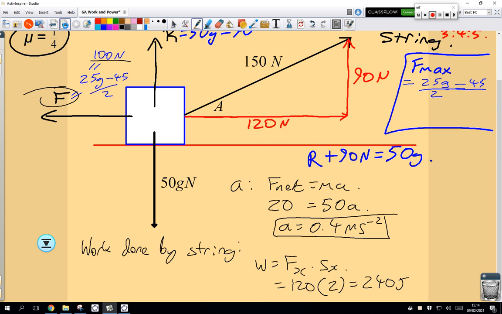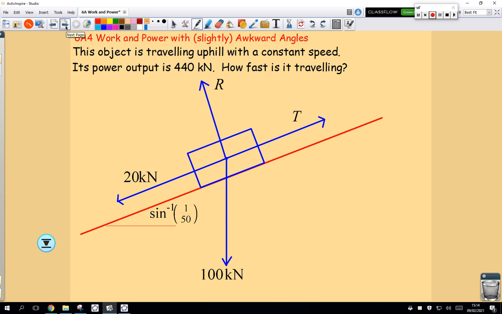Let me look at another question with maybe awkward angles. Here we have a force diagram for an object moving uphill with a constant speed. I'm told its power output is 440 kilowatts. I want to find out how fast it is traveling. So how fast is it traveling?